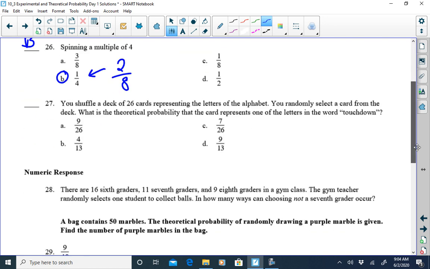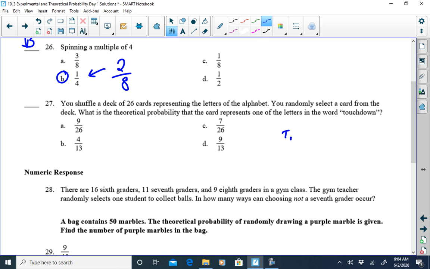All right, let's look at question 27. You shuffle a deck of 26 cards representing the letters of the alphabet. You randomly select a card from the deck. What's the theoretical probability that the card represents one of the letters shown in the word touchdown? All right. Well, we have, let's see, 1, 2, 3, 4, 5, 6, 7, 8, 9 letters in the word touchdown. But some of those letters repeat. Let's see, does T repeat? No. So what do we have?